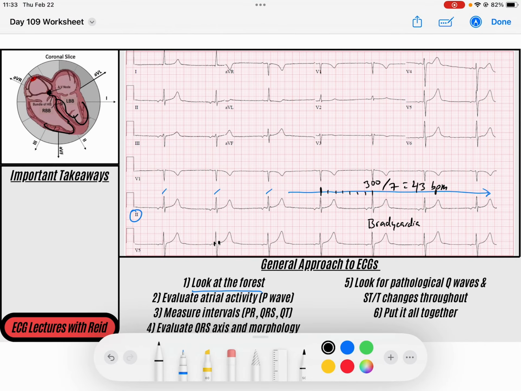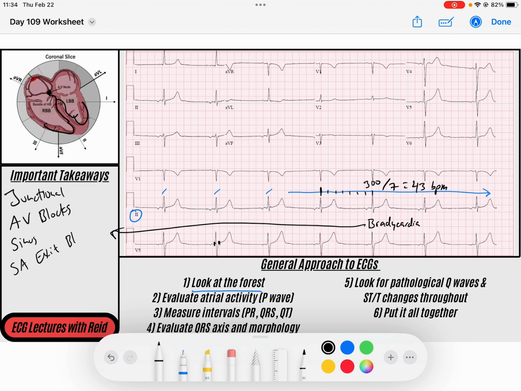So what are some differential diagnoses for bradycardia? Right, we need to develop a hypothesis and we need to work through it. We need to have a systematic approach to this. Well, we could have a junctional bradycardia. We could have AV node blocks. We could have sinus bradycardia. Okay. We could have SA exit blocks. Right? So we're starting to work through this a little bit.